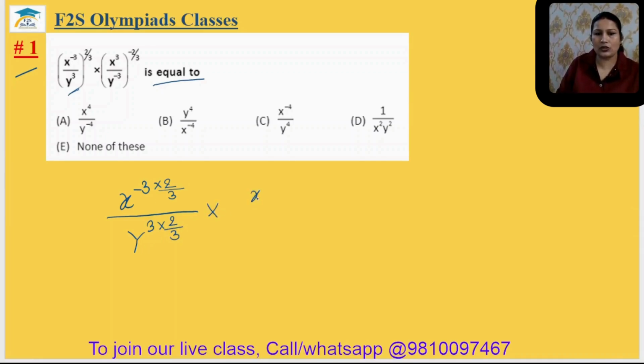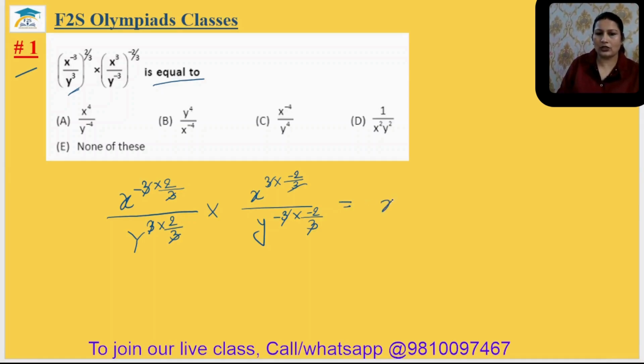Multiply x to the power 3 multiply by minus 2 by 3 upon y to the power minus 3 multiply by minus 2 by 3. Okay, now we can simplify here. 3 will cancel, 3 cancel.